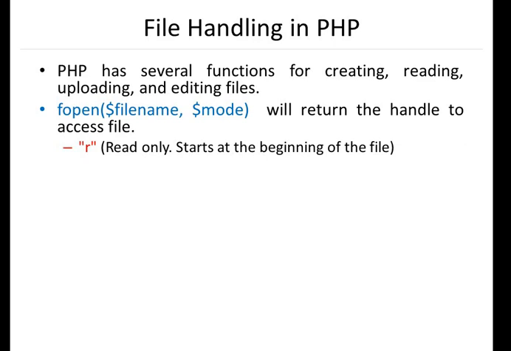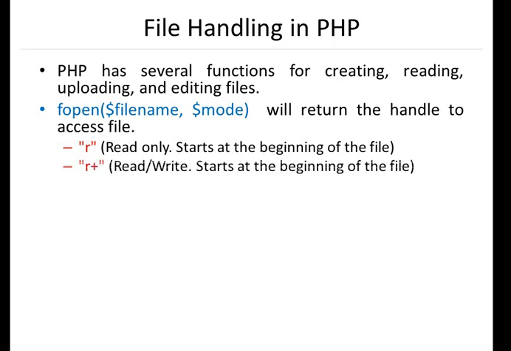Now we are talking about mode, so let's discuss the values of this parameter. R in double quotation marks means read only, starting at the beginning of the file. After that, R plus means reading plus writing, also starting at the beginning of the file. That means if you want to read this particular file, then the pointer will be at the start of the file.